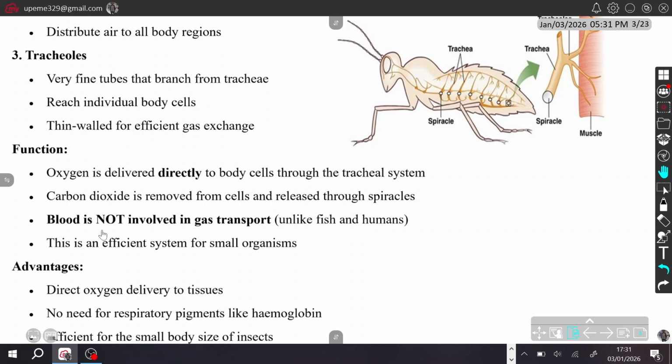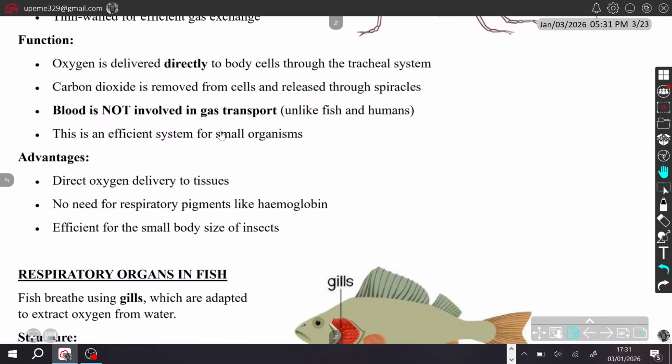Blood is not involved in gas transport in this tracheal system. This is an efficient system for small organisms. Because these organisms have no blood, they have developed a tracheal system which works very well. Then what is the advantage of this type of respiratory system?